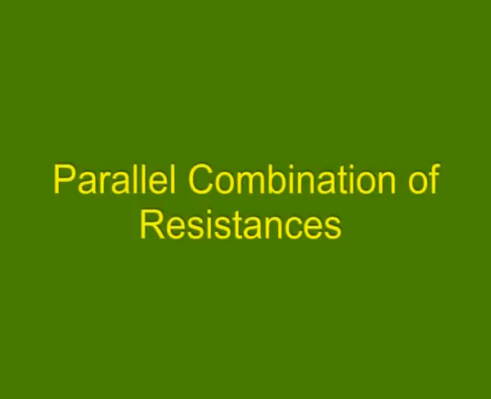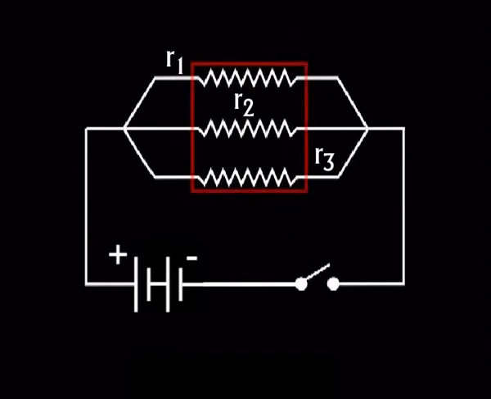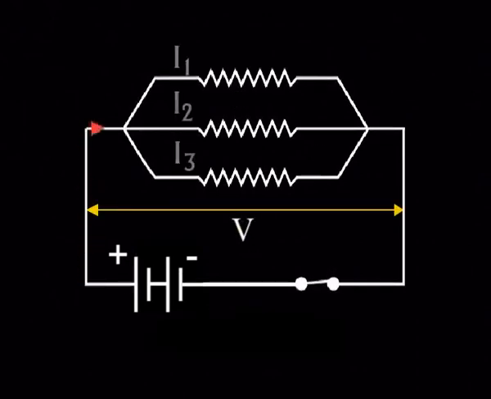Let us now analyze the parallel combination of resistances. Resistors are said to be connected in parallel if the potential difference across each of them is the same and is equal to the applied potential difference. If the three resistances R1, R2 and R3 are connected as shown in this figure, they are said to be connected in parallel. If V is the potential difference applied across the combination of these three resistors using the battery, let I1, I2 and I3 be the current passing through resistors R1, R2 and R3 respectively.